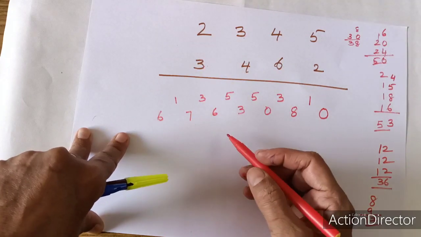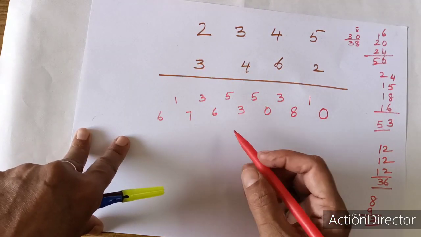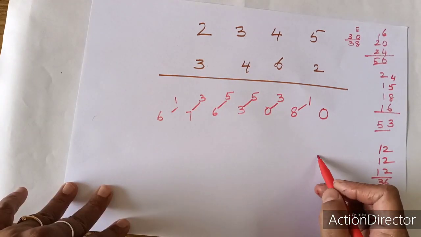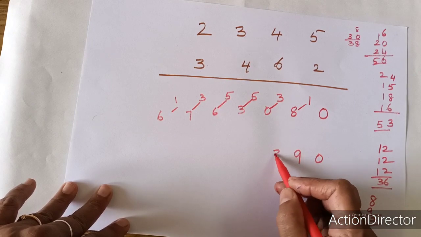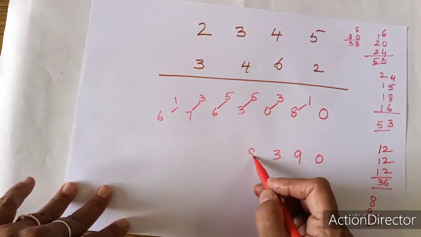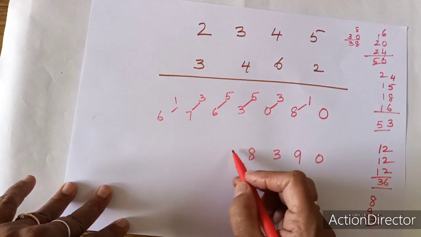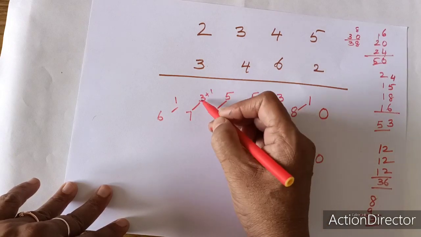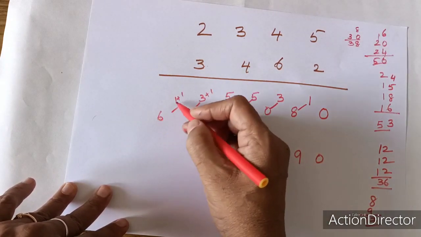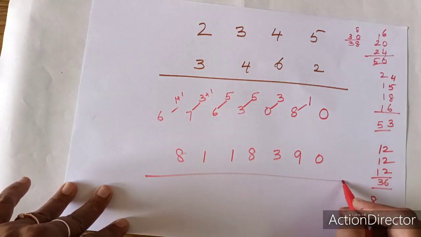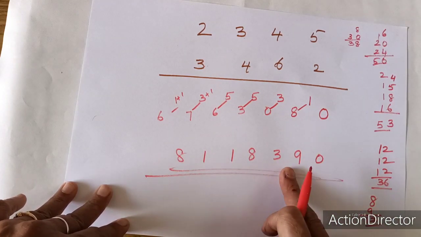So now let us add the carries. 0. 8 plus 1 is 9. 0 plus 3 is 3. 3 plus 5 is 8. 6 plus 5 is 11. Again 1 carry. So 3 plus 1 is 4. 4 plus 7 is 11. Again 1 carry. So 6 plus 2 is 8. You can multiply and check whether you are getting the right answer.